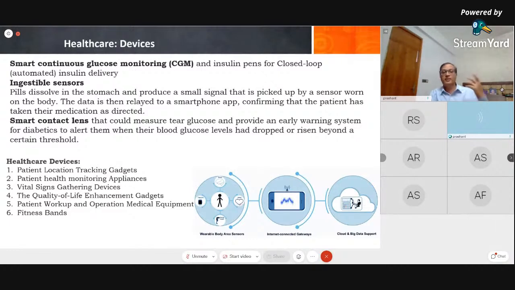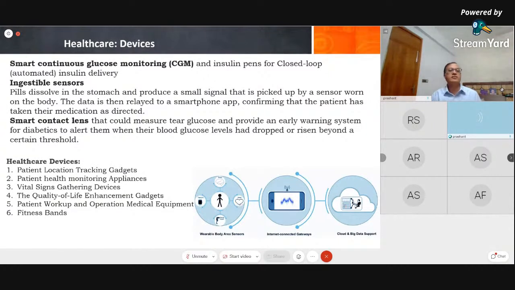And then there are smart contact lenses, which work from the eye fluid. It's not tears, of course. Someone is not crying there, but the contact lens can take the fluid from the eyeball, and with this it can measure the blood glucose level. If it is dropping or rising, it can communicate, and corrective actions can be taken.